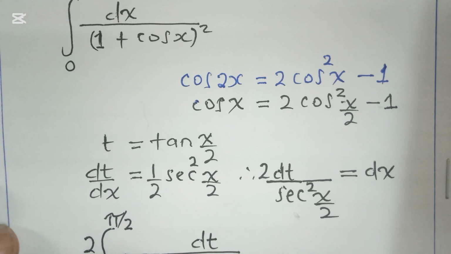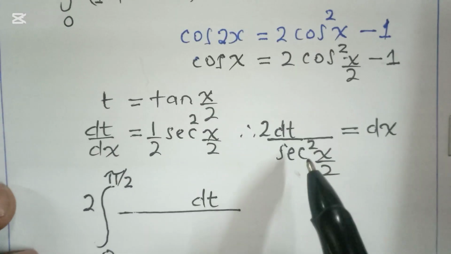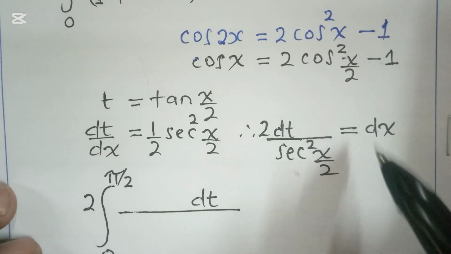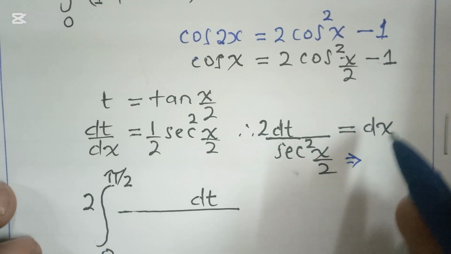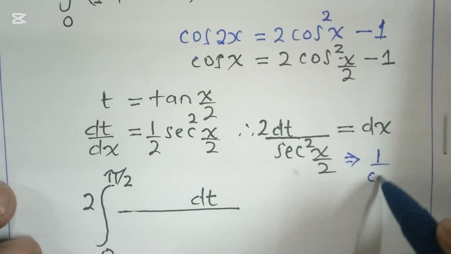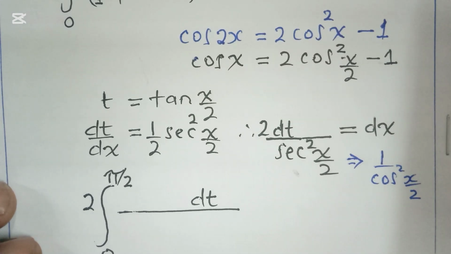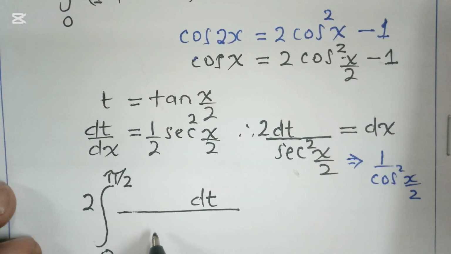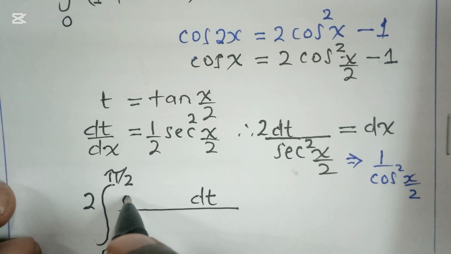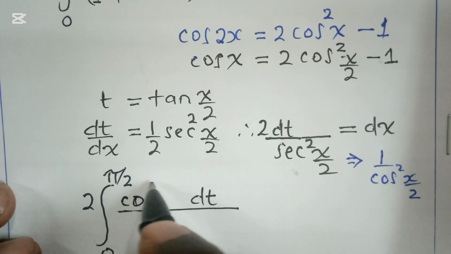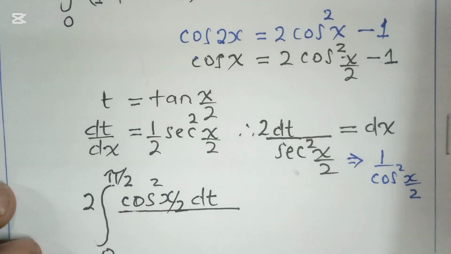Guys, we write here sec, of which our sec is 1 all over this one, which is supposed to be 1 all over cos squared x all over 2. So guys, when I write all over, it means that now cos is going to come here. We shall have cos squared x all over 2, like that.